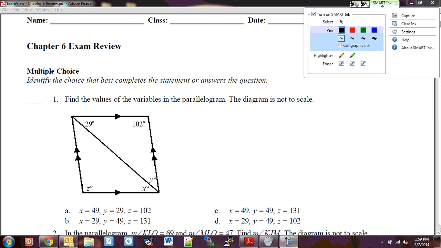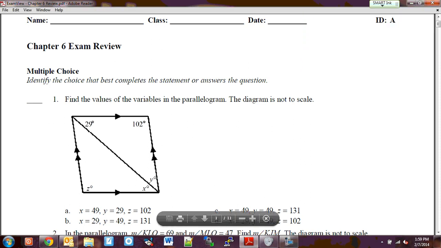I gotta turn my smart ink off. Oh, it doesn't work. Let me just do this. I thought. Okay. Come on. Here we go.